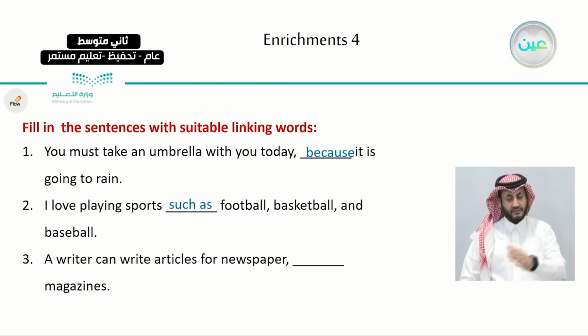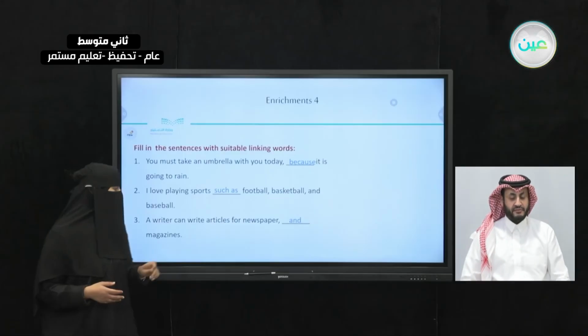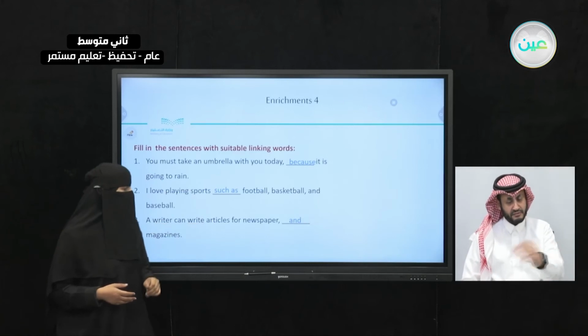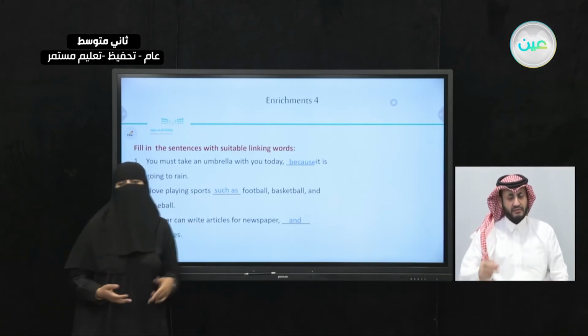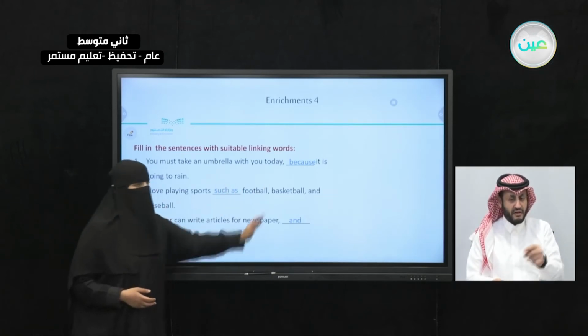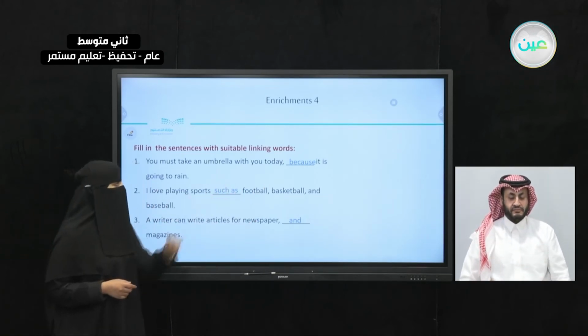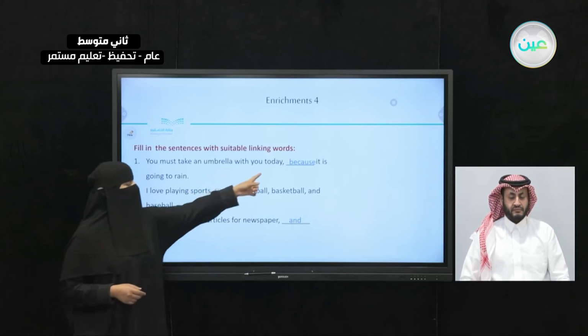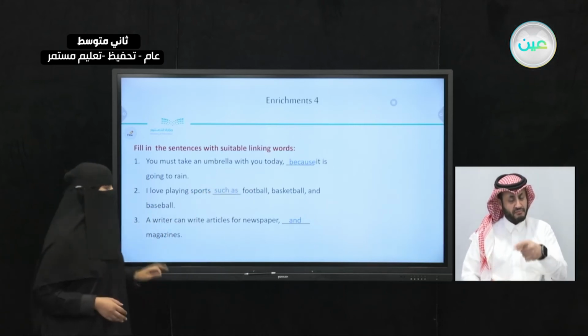Now, how about this one? A writer can write articles for newspaper, magazine. So newspaper and magazine. So what is the connecting thing? Well, look at the newspaper and magazine. So they are similar. That's why we are using the word and. So a writer can write articles for newspapers and magazines. So here are two similar things. And here are all examples for one thing. That's why we use the word such as. And here we use the word because to give a reason.